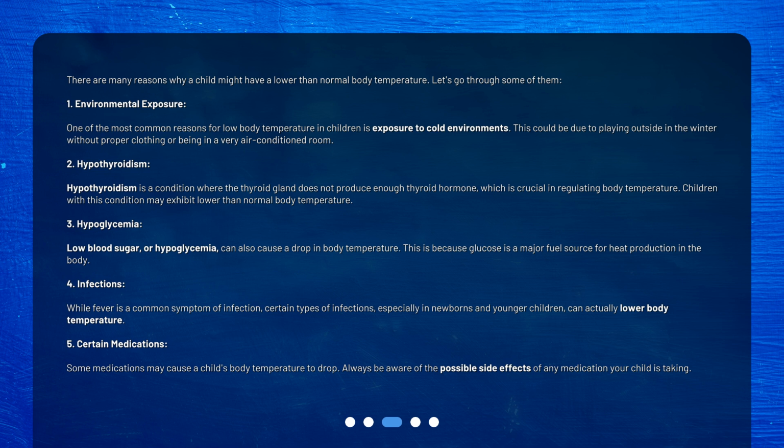4. Infections. While fever is a common symptom of infection, certain types of infections, especially in newborns and younger children, can actually lower body temperature. 5. Certain medications. Some medications may cause a child's body temperature to drop. Always be aware of the possible side effects of any medication your child is taking.